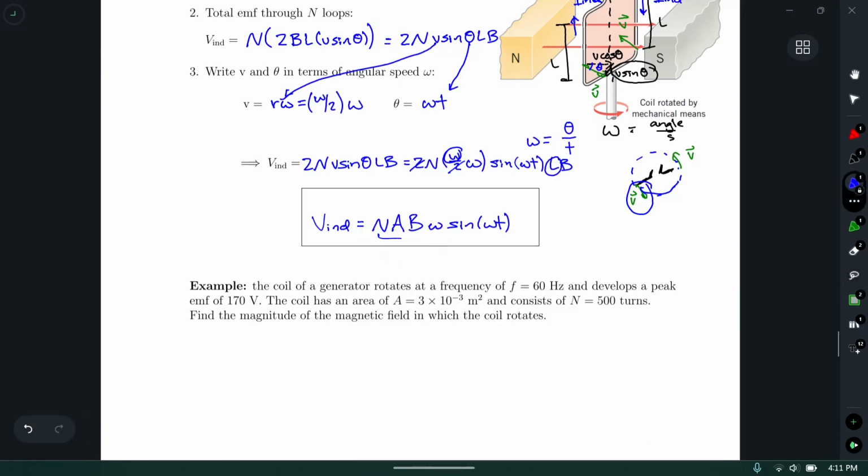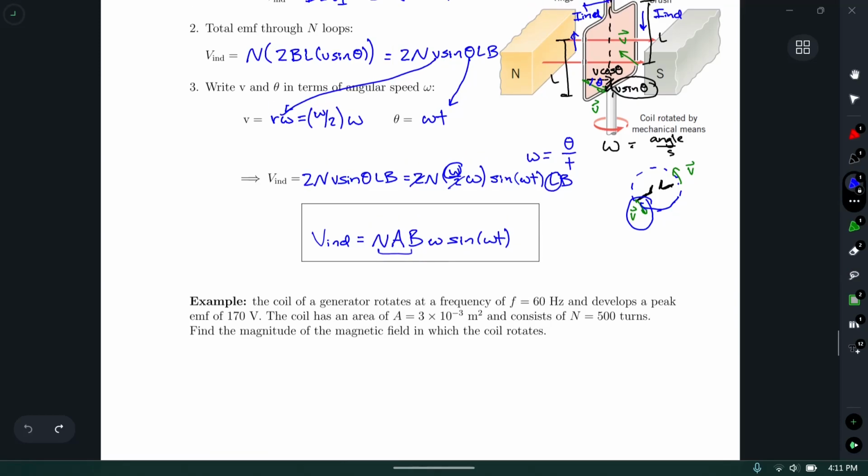So these are all going to be properties of the loop or the field we put it in, but this is something we could directly control, is how fast we rotate it. So that's a mechanical property.